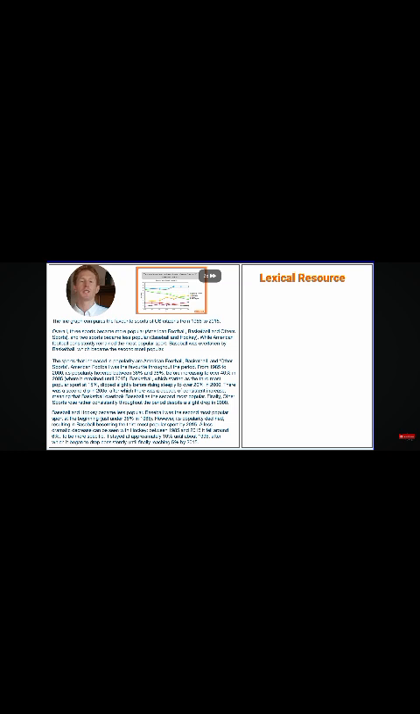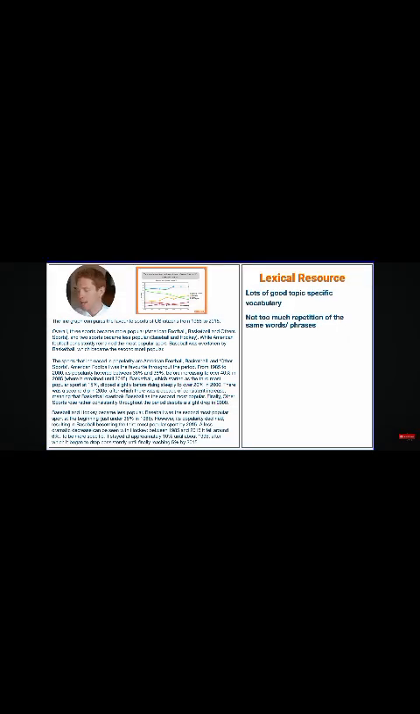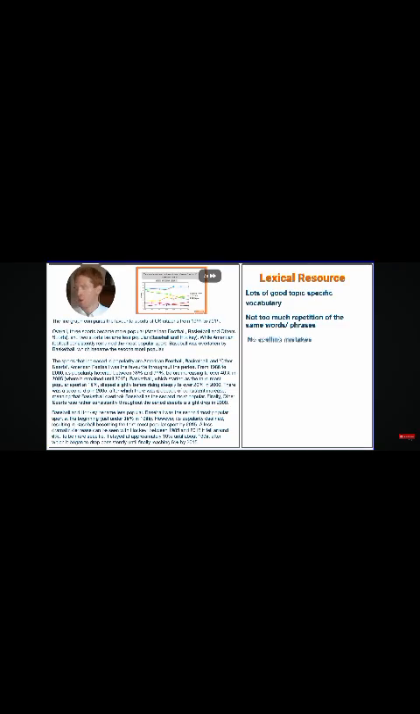The next category is lexical resource. This means vocabulary. So there's lots of good topic-specific vocabulary, things like rose steeply and second most popular. There's not too much repetition of the same words or phrases. If, for example, you're using the word increase dramatically multiple times throughout your essay, you could get a lower score. There are no spelling mistakes as well.